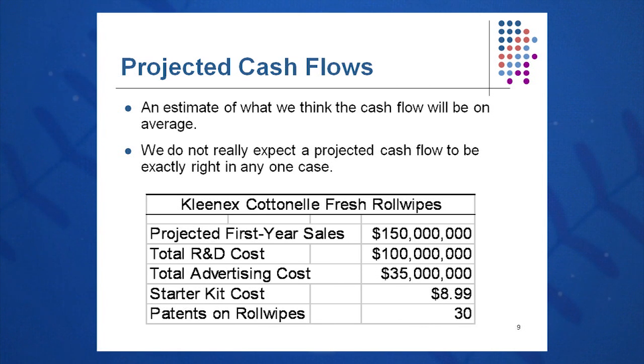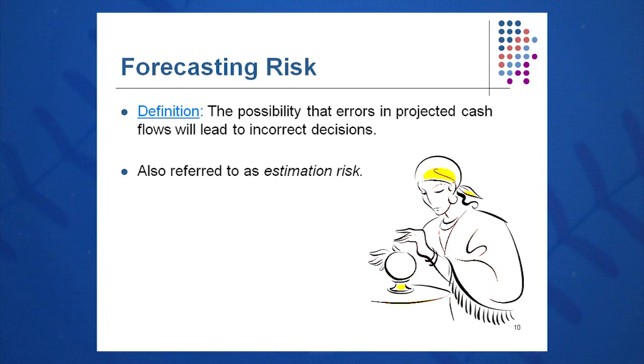If you remember the product I pointed out in an earlier session, Cottonelle Fresh Roll Wipes, the projected first-year sales were $150 million, R&D cost $100 million, advertising cost $35 million, starter kit $8.99, 30 patents on this Cottonelle Fresh Roll Wipe. And it turns out that I think I have one of the few copies of that product in captivity. They just never sold. It was thought that wet toilet paper would be a booming market, and it just never happened. So there is a possibility that errors in our projections can lead to incorrect decisions, and it really happened in spades with this Cottonelle Fresh Roll Wipe. This is called forecasting risk or estimation risk.